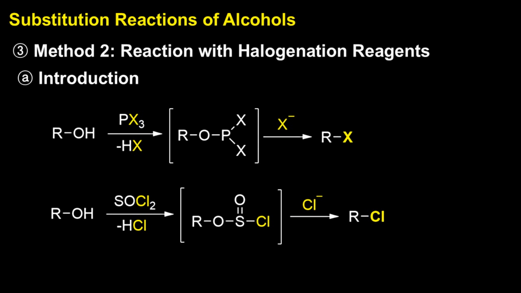Now let's look at another way to replace the OH group, using halogenation reagents. There are two main types. First, phosphorus halides like PCl3, PBr3, and PI3. Second, thionyl chloride, or SOCl2. With PX3, the alcohol forms a phosphorus ester, and then a halide ion comes in and swaps out the OH group. With thionyl chloride, the alcohol forms a sulfonate-like intermediate, which then gets substituted to give you an alkyl chloride.